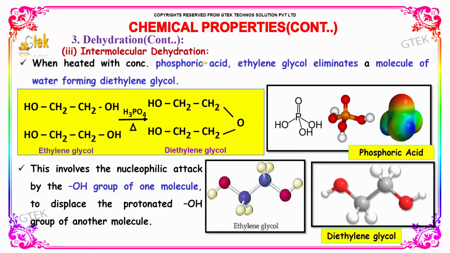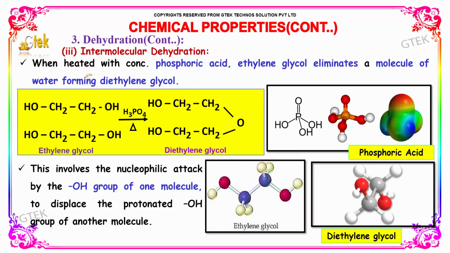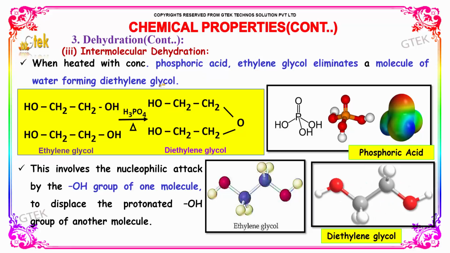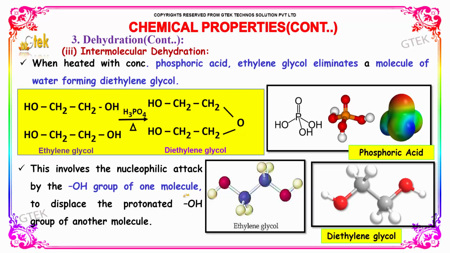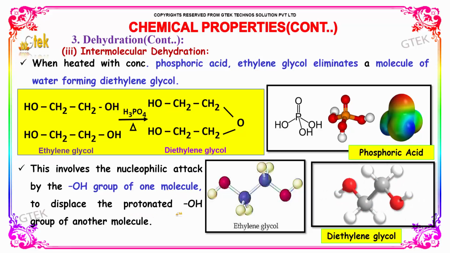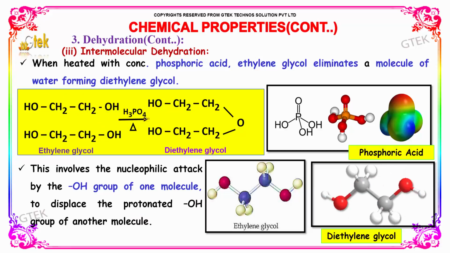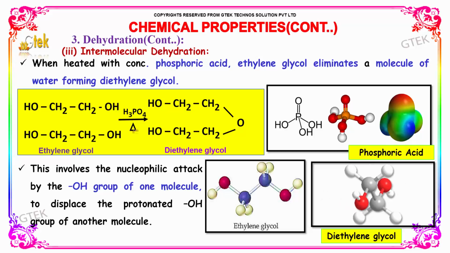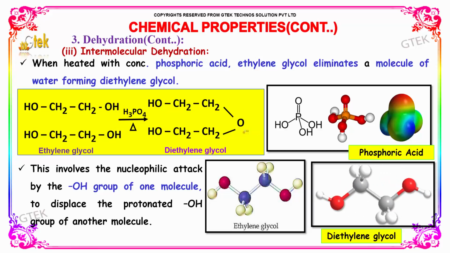Intermolecular dehydration. When heated with concentrated phosphoric acid, ethylene glycol eliminates a molecule of water, forming diethylene glycol. This involves a nucleophilic attack by the OH group of one molecule to displace the protonated OH group of another molecule. If we see here, ethylene glycol on addition of H3PO4 will form this product, diethylene glycol. This hydrogen and this OH group are removed to form water as a side product, and the oxygen bond links with this carbon atom here.